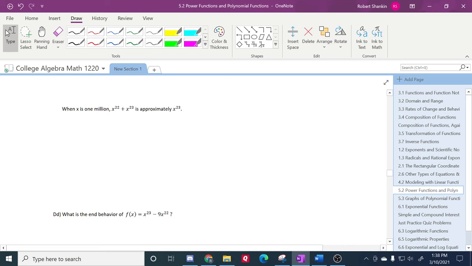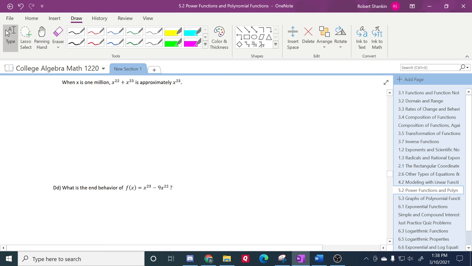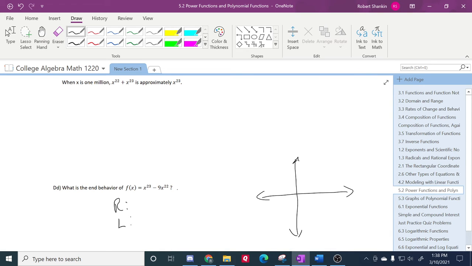Now, what is the end behavior? Remember, you draw a graph and ask what's happening on the far right. Does it go way up or way down? What about the far left? Way up, way down. What's the end behavior of this, from the line of thinking we've been using? I'll give you a minute, and type your answer into your group chat.